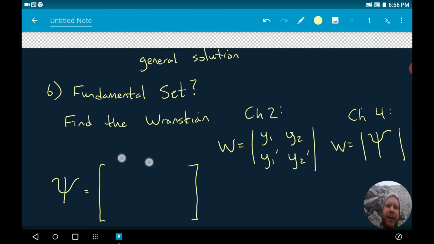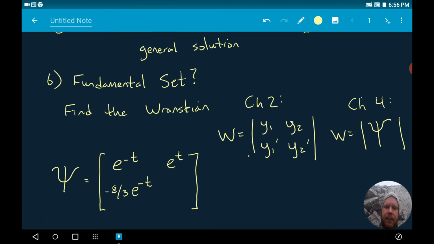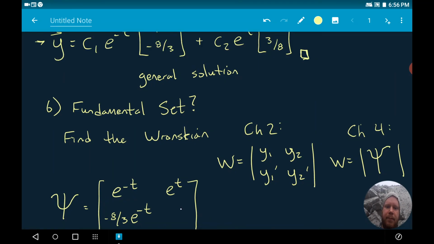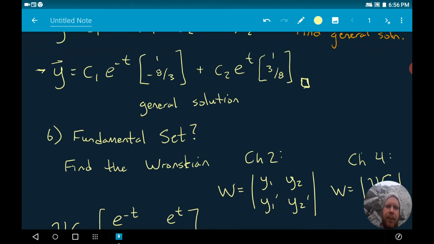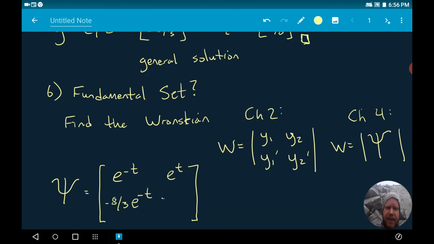Based on the formula, I have the general solution up here. It's going to be e to the negative t, negative 8/3 e to the negative t, e to the t, and the second column is going to be 3/8 e to the t.